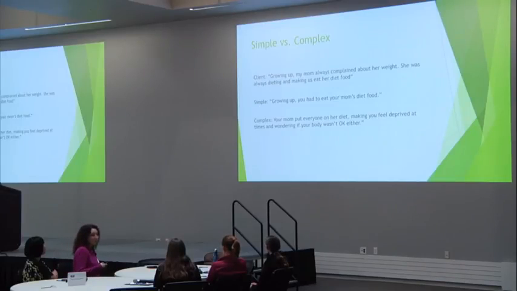"Yeah, it was really annoying and it was gross food, and we had to watch everything we ate too." Complex, you're bringing something deeper: "Your mom put everyone on her diet, making you feel deprived at times and wondering if your body wasn't okay either." So what you're doing is bringing out any sort of body image concerns, right? Mom was complaining about her weight. Maybe that's something that's floating around. They didn't say that, but you're going to dig a little deeper and throw that out there and see if that's how they feel, and it'll open up further dialogue. Does that make sense?